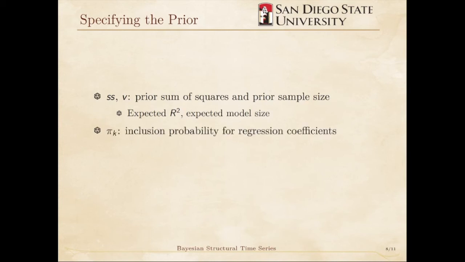For the pi k's, we specify the probability that beta k should be non-zero. For example, if we are very certain beta 1 should be in the model, we could specify pi 1 to be 0.95. If we don't have any previous knowledge as to which regression components should be included, we could set pi k to 0.5 for every k, which is the default in the BSTS package.